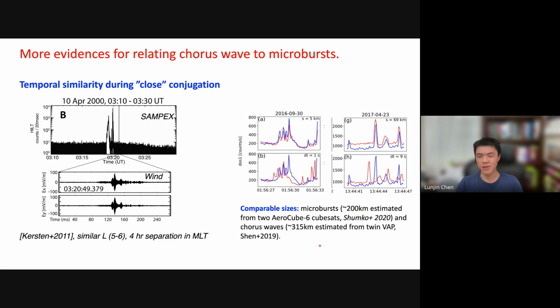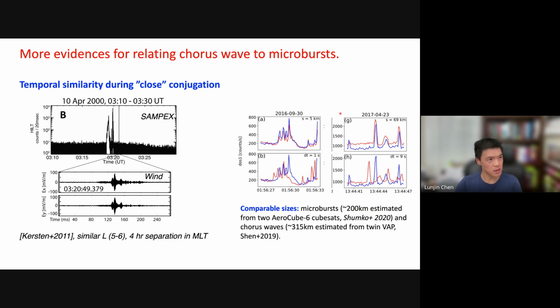A similar thing can be done for the chorus waves. You can have random conjunction observations and look at the correlation between the chorus waves at two satellites that are separated in space, and you can get a similar estimate of the chorus wave transverse size, which is about 300 kilometers. So I think they are quite comparable, which also supports the relation between the chorus wave and electron microbursts.